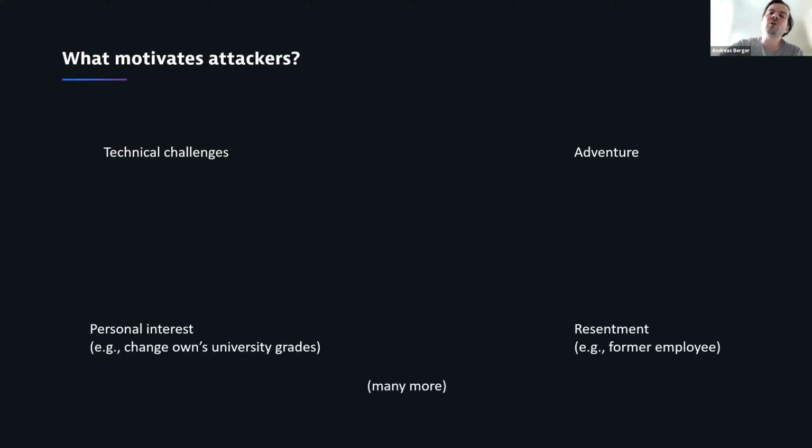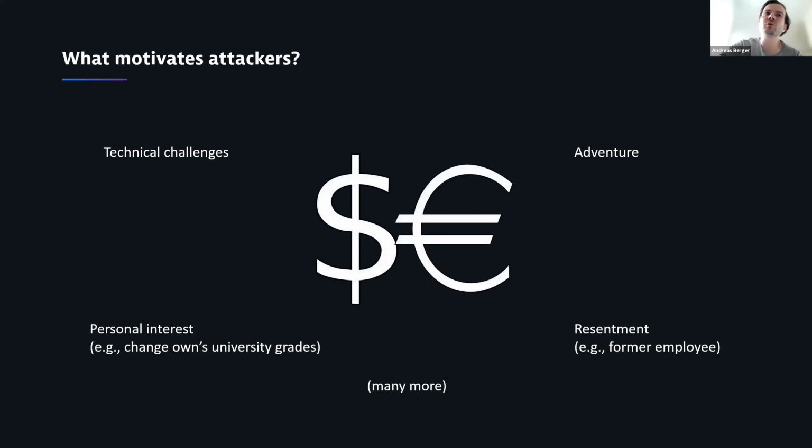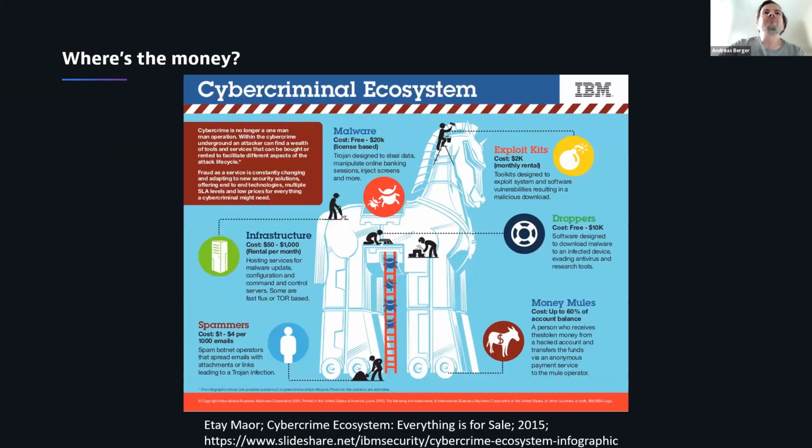But one obvious thing is missing here, and I'm sure that all of you have that in mind already. Of course, the most prominent reason is money. And this is what I want to talk about today, and that has some implications on some of the ideas I want to push forward. So let's talk about where the money is. If attackers are incentivized by money, where is it coming from?